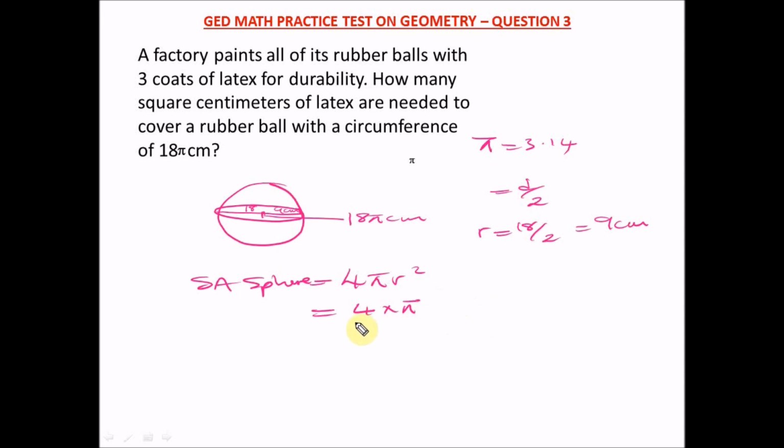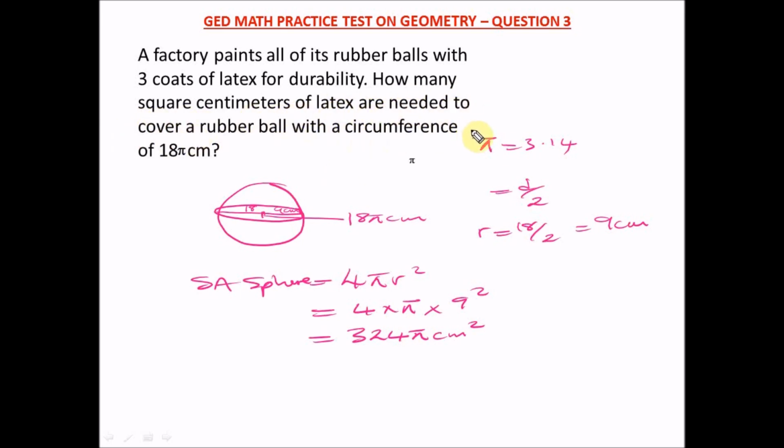So from here we have 4 times pi times our radius, which is 9, squared. When we multiply this, what is 9 squared? That is 81. And 81 times 4 will give us 324 pi. So this is the surface area of the sphere, 324 pi centimeter squared. Let us not forget our centimeter square here. So this is the surface area of the sphere.